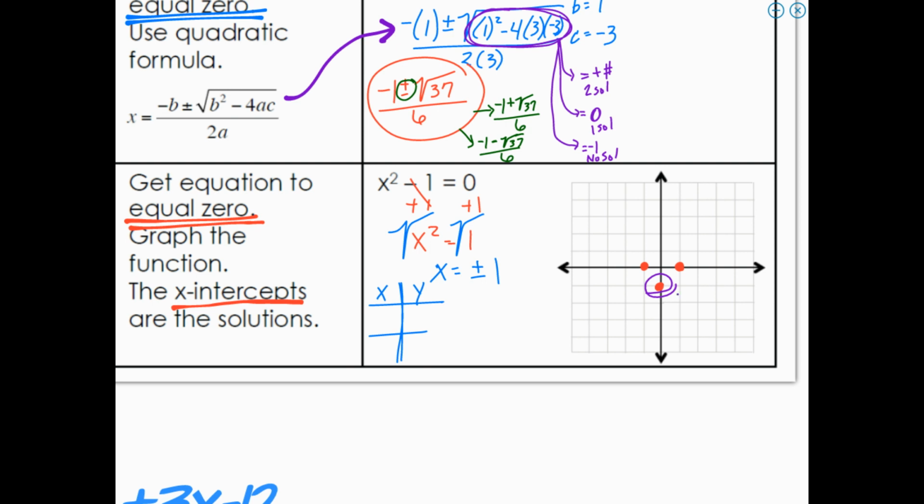What is the coordinate for this point? Zero, negative 1. 0, negative 1, right? I started listing it backwards too because I was just thinking it's negative 1. But it's 0, negative 1. So my x is 0, my y is negative 1.